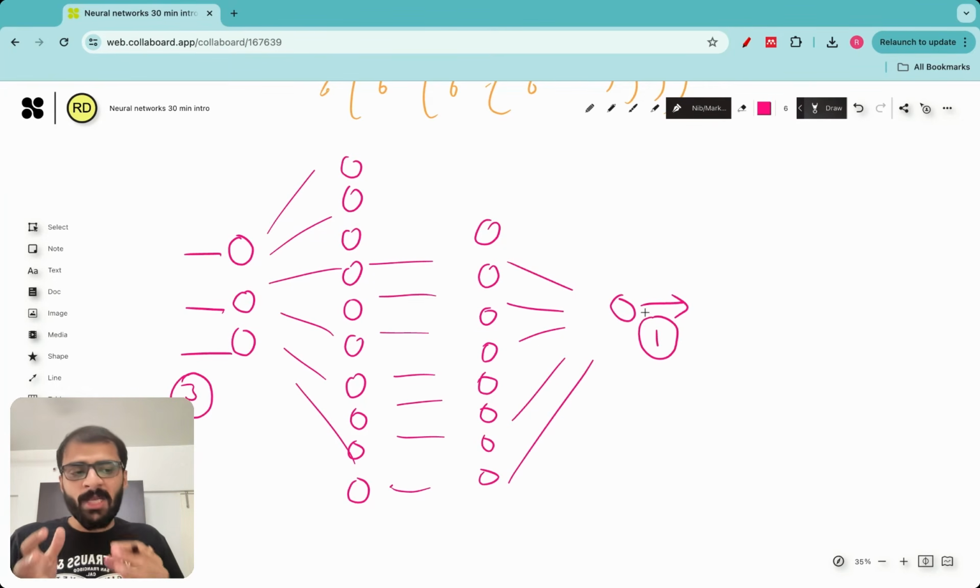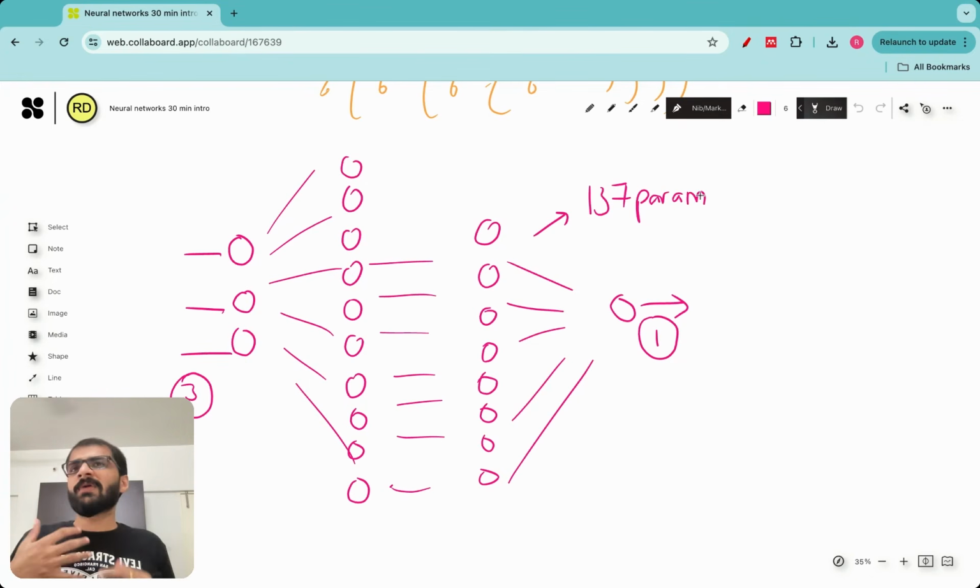One simple way to think about this is that this neural network is just a function with a huge number of parameters. In fact, it turns out that this neural network, exactly this architecture, has 137 parameters. So instead of getting afraid of neural networks, think of it as just a complex function. That's one way to think about it.